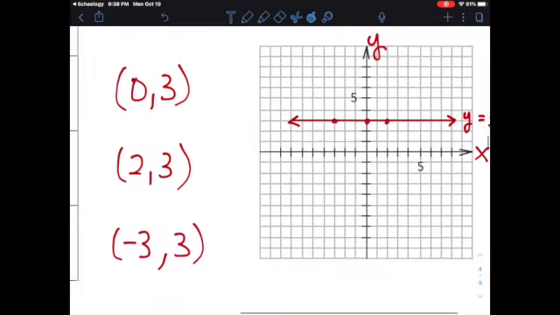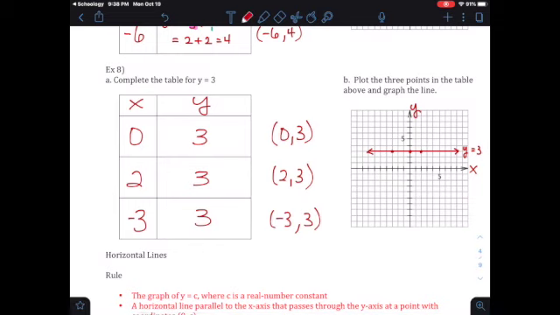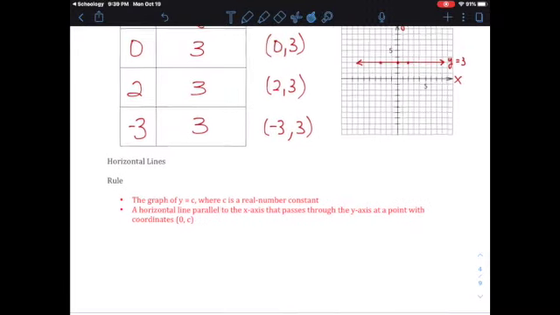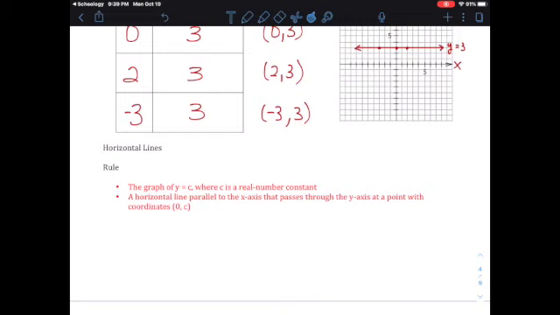Look at this. What does the equation say? Y equals 3. Crossing the y-axis at 3. That's how you say it. And that way you will never mix it up. So I'm crossing the y-axis at 3. And here are the rules of horizontal lines. The rule is the graph of y equals c, where c is a real number constant. In this case, 3. That's just another way to say real number. Real number is a number. Okay? A horizontal line parallel to the x-axis.